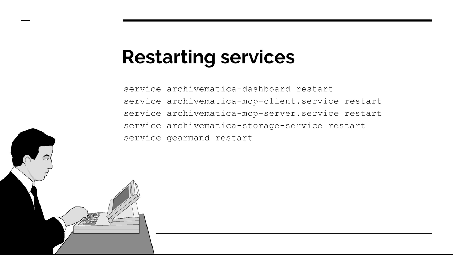Sometimes when things get messed up, it might be best to restart all or some of the Archivematica services. Here are the main ones: the dashboard, the MCP client, MCP server, the storage service, and also Gearman. If a file is stuck and you want to stop it from being transferred further, like if you accidentally ingest a very large file set, you may only need to restart the MCP server service. Also note that it may take some time for the services to be fully restarted.